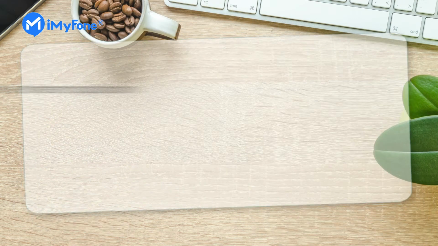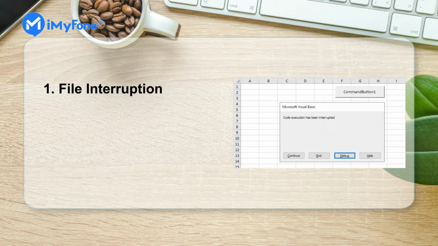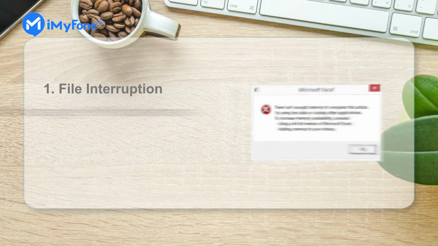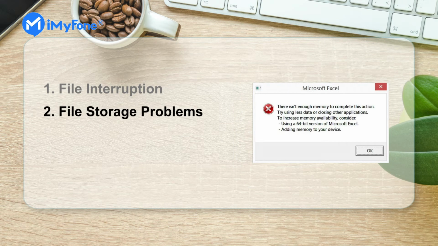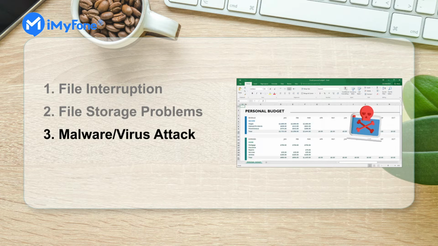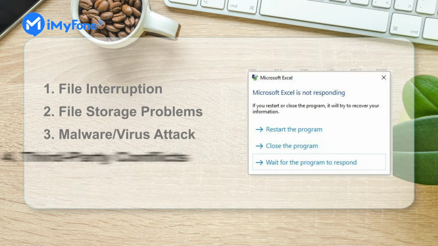File interruption. Saving a file while your system is updating, or shutting down while it is still open, will cause Excel corruption. File storage problems. When your hard drive or storage device becomes corrupted and damages the Excel file. Malware, virus attack. Being exposed to dangerous malicious software that damages the integrity of your Excel. Third-party conflicts. When additional software interacts poorly with Excel, causing files you are working on to not respond.